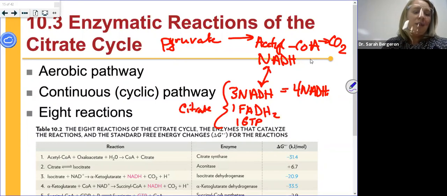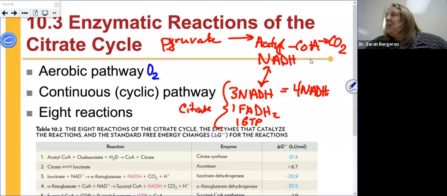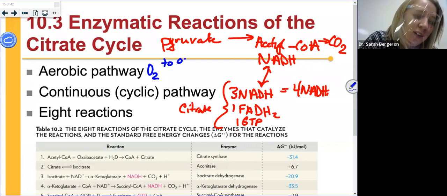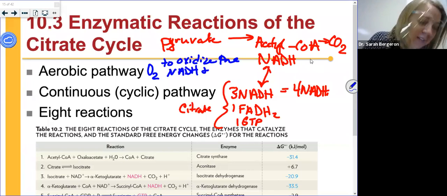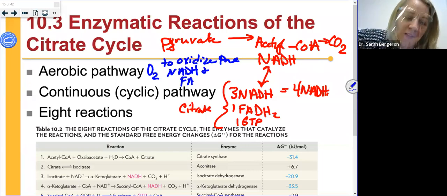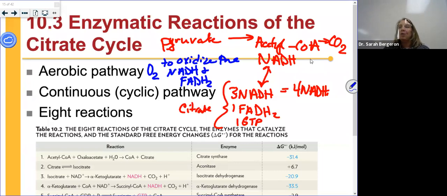So it's an aerobic pathway. That means we need what? We need oxygen, we need O2, right? Why do we need oxygen? To oxidize the NADH, and what else did we just list here? FADH2, right? Because O2 is the molecule that wants those electrons the most. So that's going to be our final electron acceptor. There are electrons in NADH and FADH2. Where are they going to go? They're going to go to oxygen. And when they go to oxygen, we're going to make ATP.